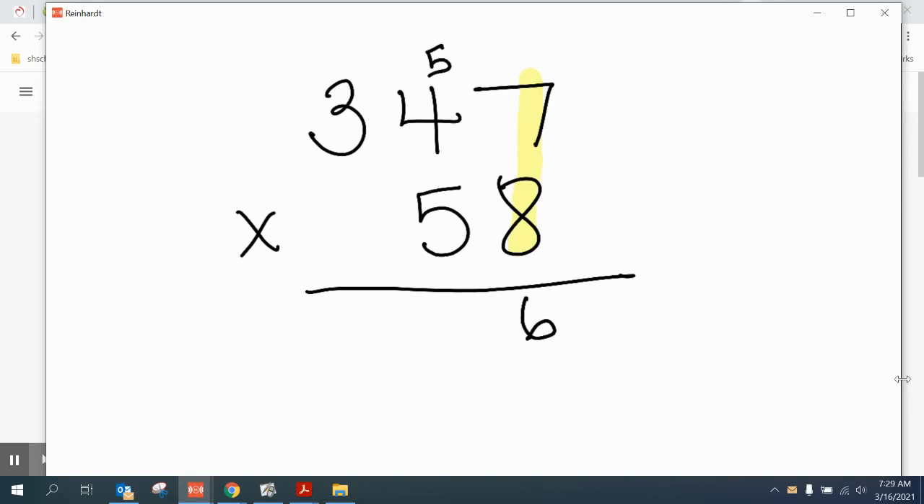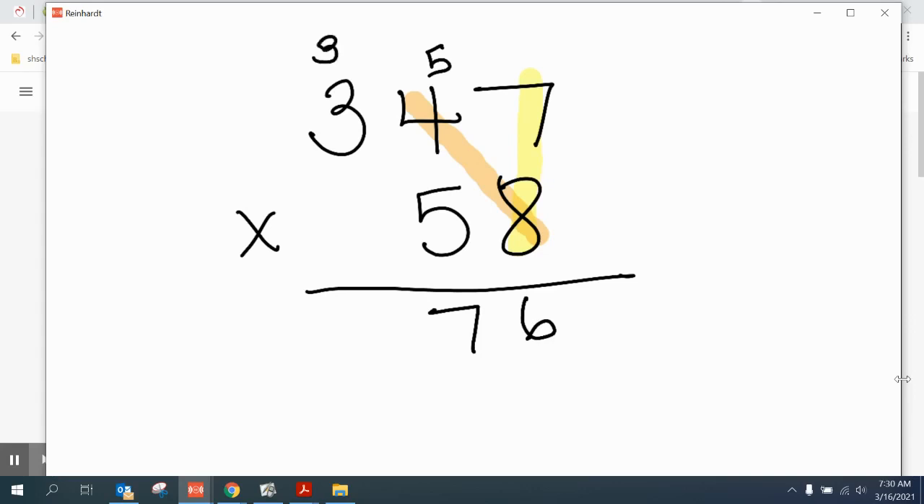Now, I'm going to keep using that 8, and I'm going to multiply it by the 4. So you see that it's going by every number it can multiply by. What is 8 times 4? That's 32. I'm going to add the 5 that I just carried from before. 32 plus 5 is 37. I put down my 7, and I carry my 3.